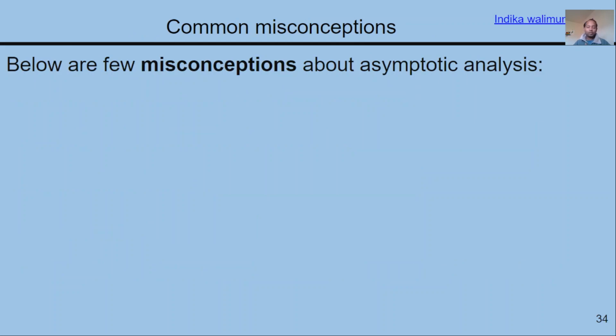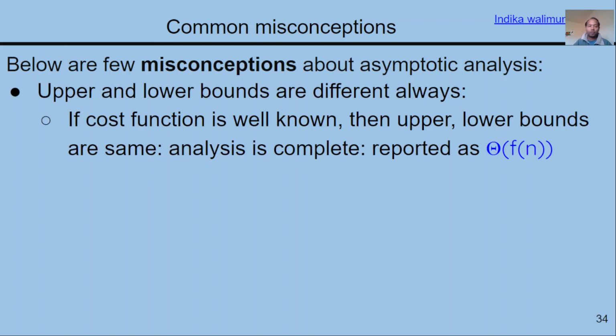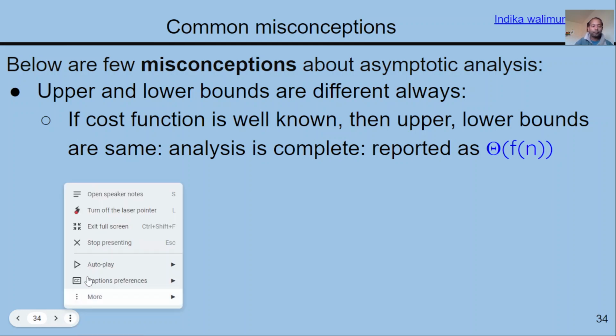All right, guys. So let's talk about a few common misconceptions. Upper and lower bound. These are common misunderstandings that we may have in regards to analysis of algorithms.